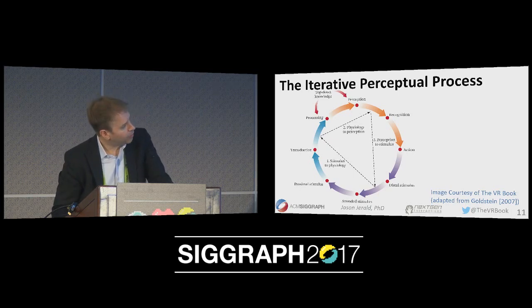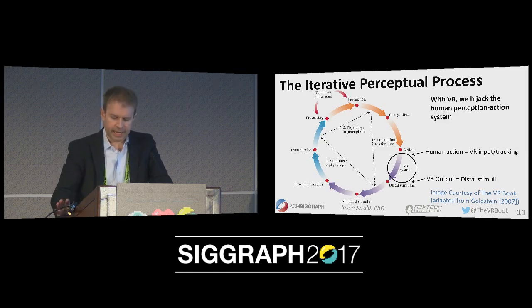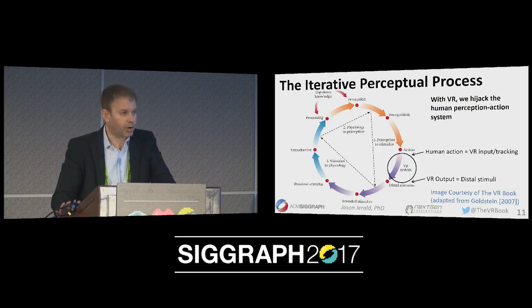Now, where it gets really interesting, of course, is when we put a virtual reality system between that action and that distal stimuli, and the human output becomes the VR input, and the VR output behaves as that distal stimuli. And thus we're hijacking that human perception action system and replacing the real world distal stimuli with these artificially created cues that our brains interpret as a form of reality. And then the system senses whatever tracking or button presses, whatever we're doing, those actions, in order to update those distal stimuli. And as a result, the user experience, VR is all about the experience, experiences presence in this artificial world as if it was real.